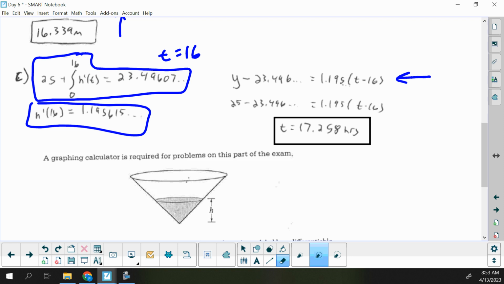So here's our initial equation of a tangent line. They wanted us to know the value of t when y was 25. So put the 25 in for y, work to get t by itself, round it to 3 decimal places, we had 17.258 hours.